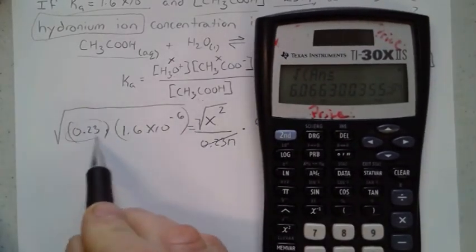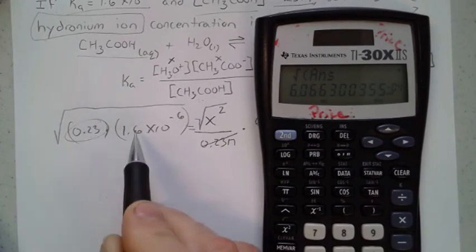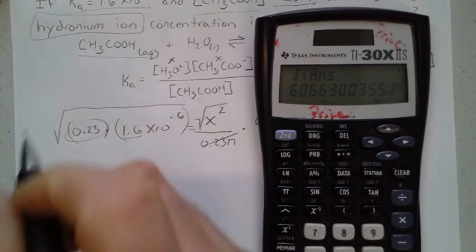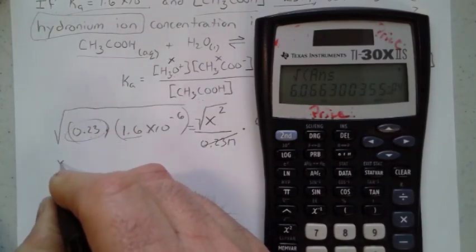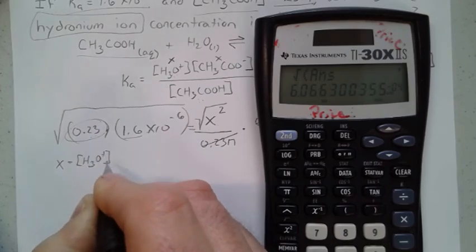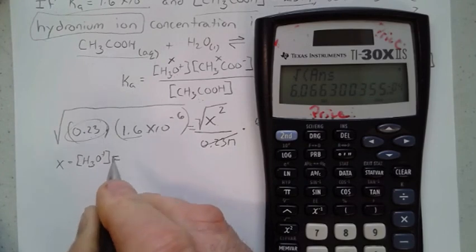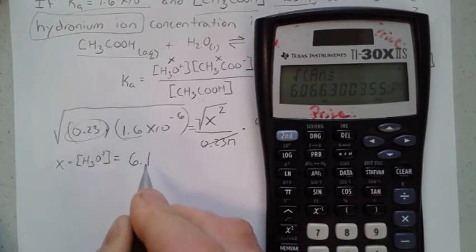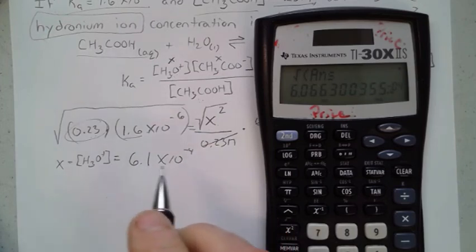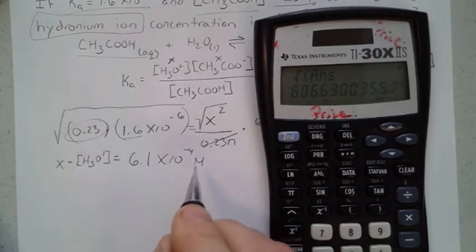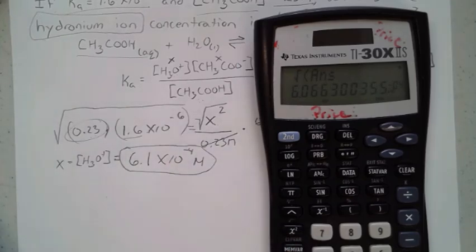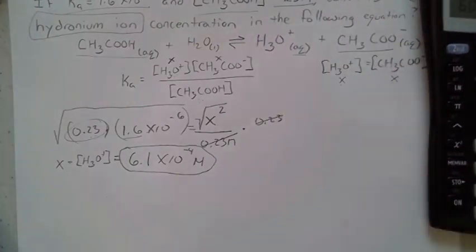And if you notice, I have two significant figures in the Ka and two in the concentration, so I want to round this off to only two digits. So I have x, which is, remember, the concentration of H3O+. That is going to be equal to 6.1 times 10 to the negative 4. And it's a concentration, not a Ka, so the units are M. And that's my answer.